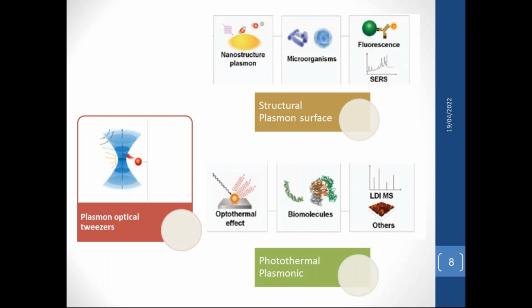This effect is usually used in two ways in optical trapping, known as plasmonic optical tweezers. They use the nanostructure plasmons for trapping biosamples like cells, microcells or microorganisms, or use other photothermal plasmonic effects like shining light onto the surface of the AU or AG that we are using, and also with heating, attracting particles inside the trap.